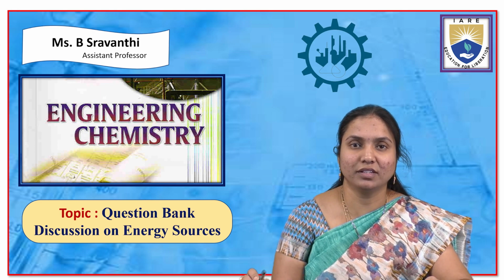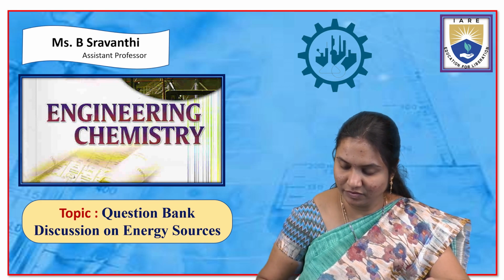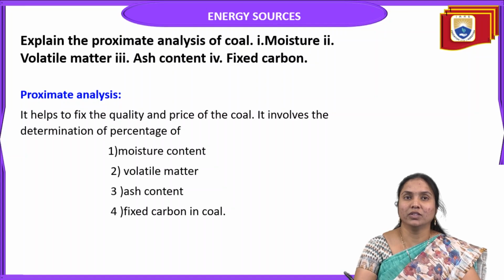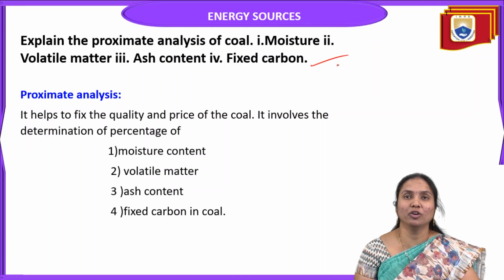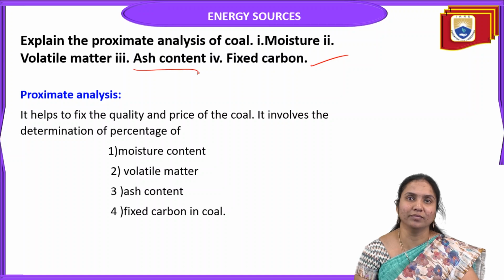Today we are going to discuss the question bank on energy sources. So what is the first question? Explain the approximate analysis of coal in terms of moisture content, volatile matter, ash content and fixed carbon.